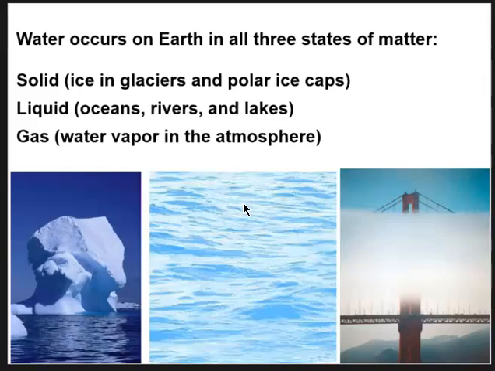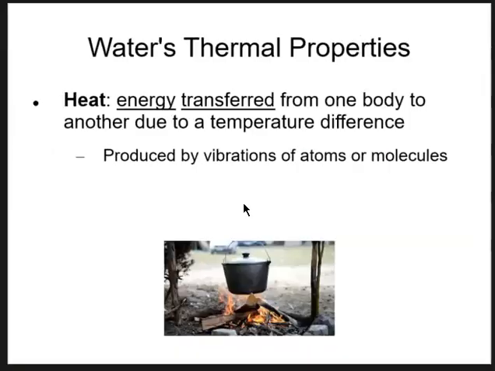So what is it that changes the state or the form that water is found in? Well, water's state depends on heat. Heat is defined as energy transferred from one body to another due to a temperature difference. Here we've got a pot of water that is over a fire. The fire is what is generating the heat. Then that pot gets warm, and that transfers that heat to the water that's inside, or the stew, or whatever is in this pot, to increase the temperature.